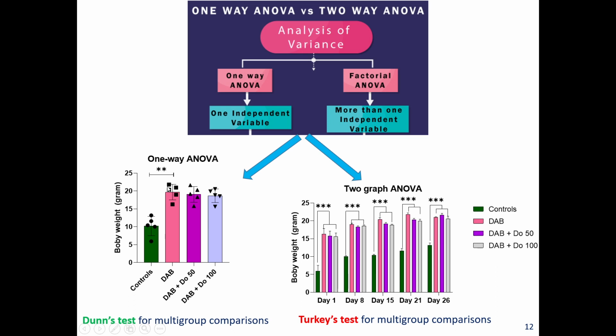So for one-way ANOVA, they recommend we use Dunn's test for multi-group comparison, and for two-way ANOVA we use the Tukey test for multi-group comparison.